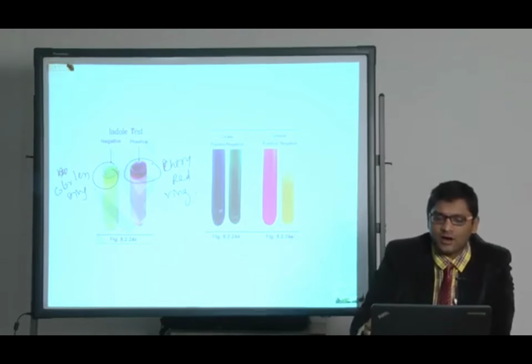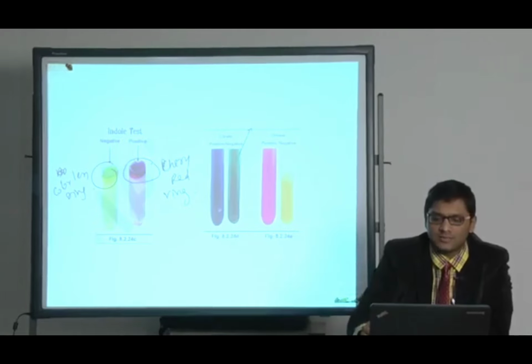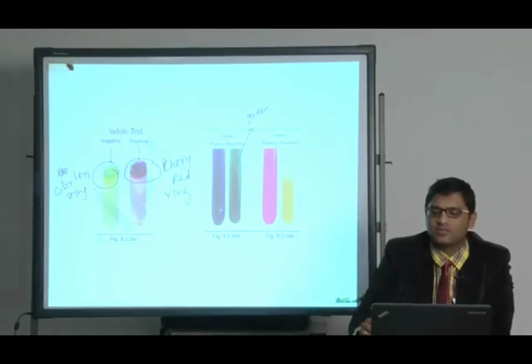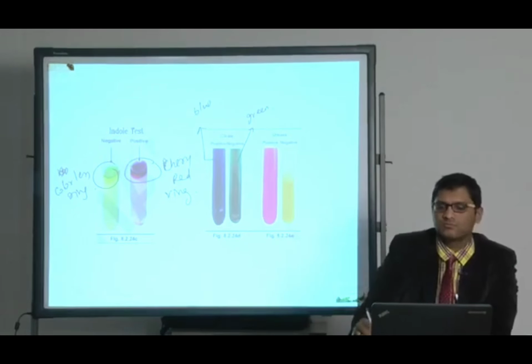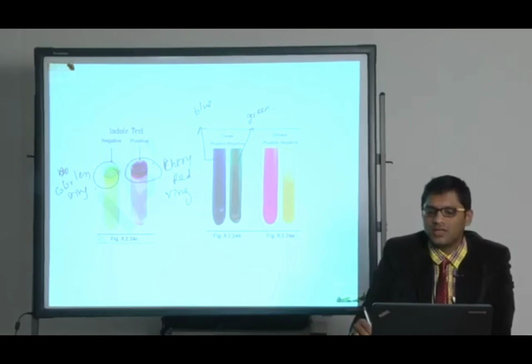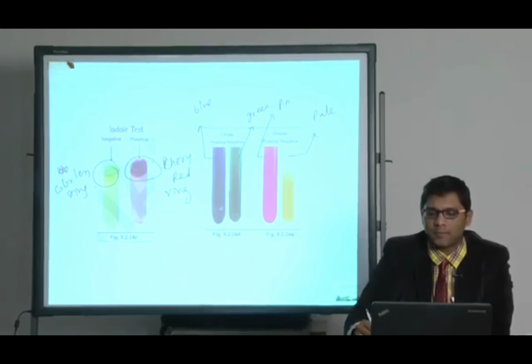Citrate: the original color of the medium is green. If positive, it turns blue. Urease: the original color of the medium is pale, and if positive, it turns pink.